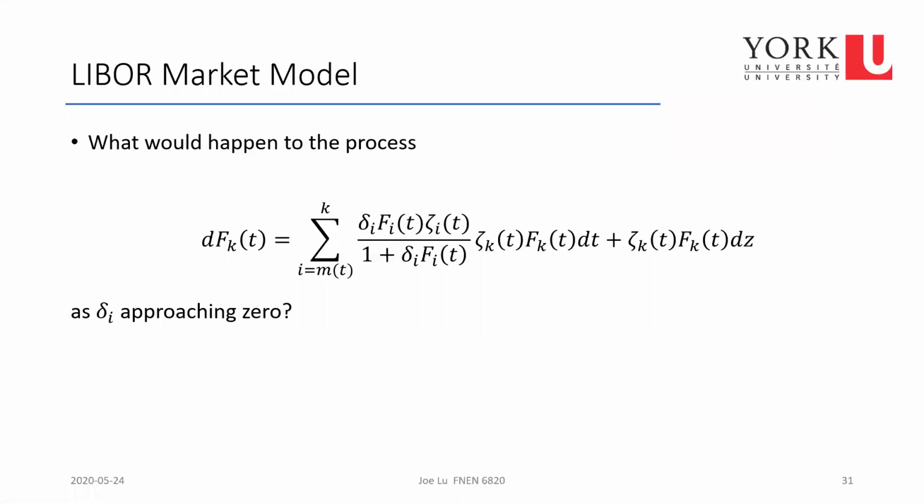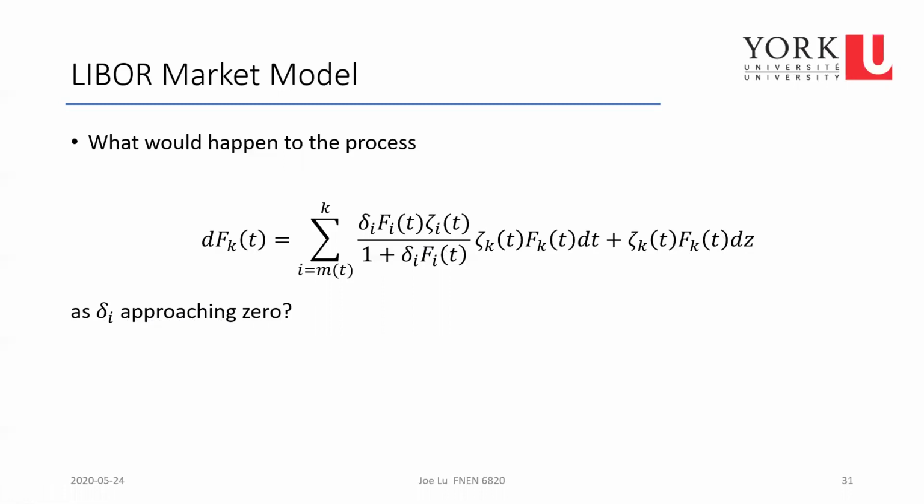then if delta I is approaching 0, instead of a discrete forward rate between a time period of k to k plus 1, this Fk then becomes an instantaneous forward rate. If that becomes an instantaneous forward rate, this process should be the HJM process. If delta I approaches zero and this does not converge to the HJM process, something must be wrong.